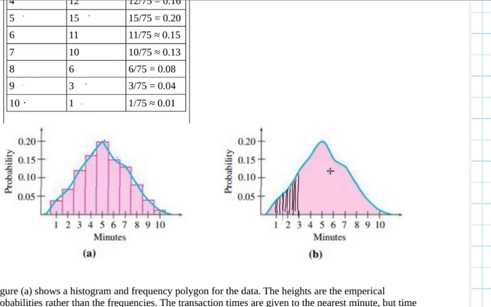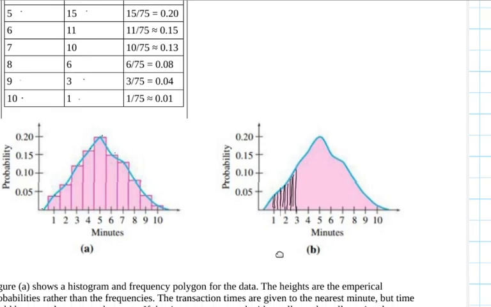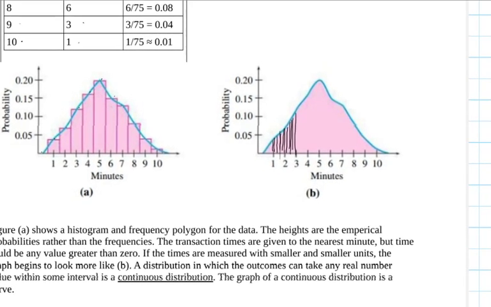So if I was to do this repeatedly and get finer and finer scales, my frequency polygon would actually start to have curves, or it would look like curves. And eventually, if I was to do this continuously, instead of rounding to any value, if I took exact values, I would end up with a continuous distribution.